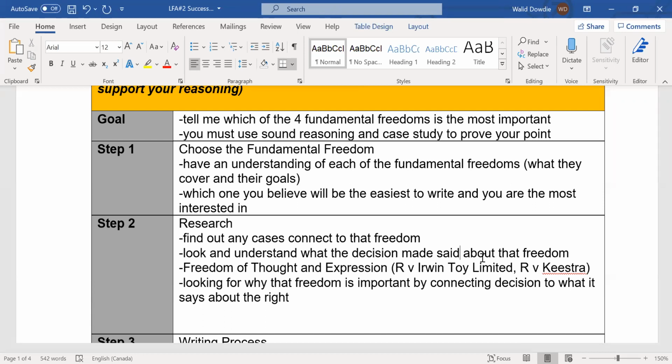All right? Look for why the freedom is important by connecting the decision to what it says about the right. Okay? So you want to make sure that you connect the influence of the freedom versus what it says about the actual right. So, for example, Keegstra was the one where he was teaching his kids that the Holocaust didn't happen, and he argued freedom of thought and expression. The Charter says yes, you do have that right. Yes, you do have the right to express that. However, that right can be limited, right?